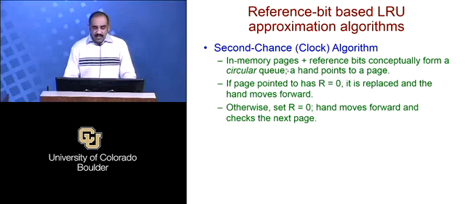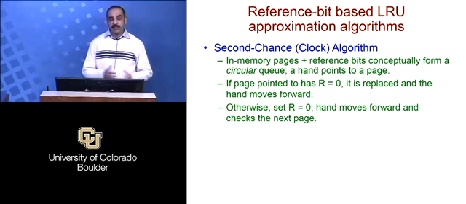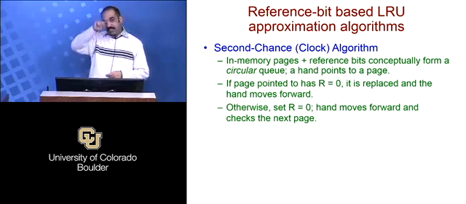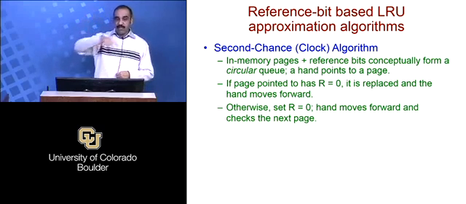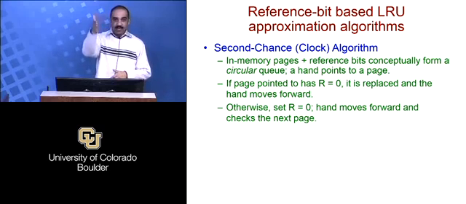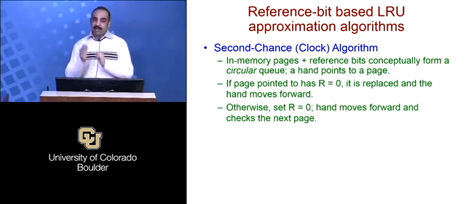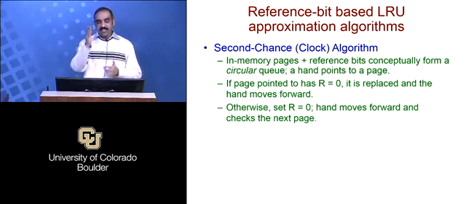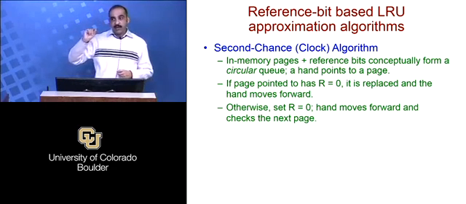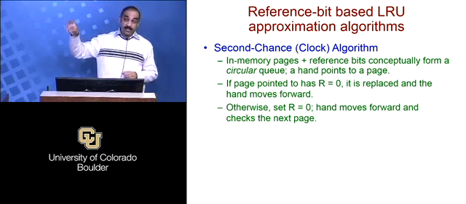The second chance algorithm also uses the reference bit, and it basically organizes all page frames in a logical circle. So page frame number 0, 1, 2, 3, all the way to maybe 7, followed by 0. And then you can imagine a pointer. The reason it's called a clock is because the pointer is like a clock hand. So it points to one of the frames in this logical circle. And when there is a page fault, you look at that frame that's pointed to by this pointer.